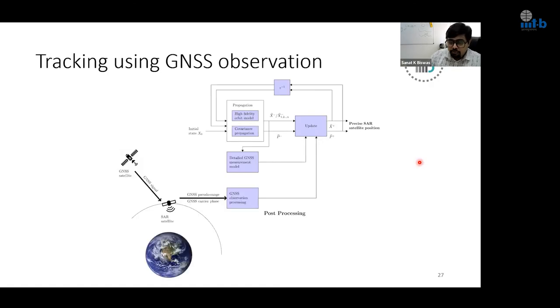So for that, what we do is that for some satellites, we use global navigation satellite system, GPS signals. From there, we take the observations and we have this high fidelity model. This high fidelity model is used for propagating the states and then we update using extended Kalman filter.